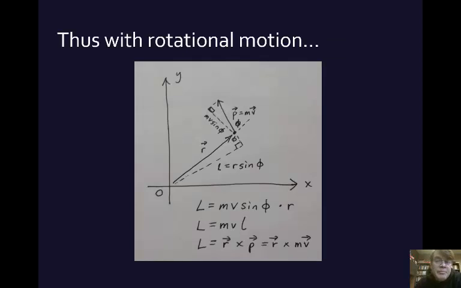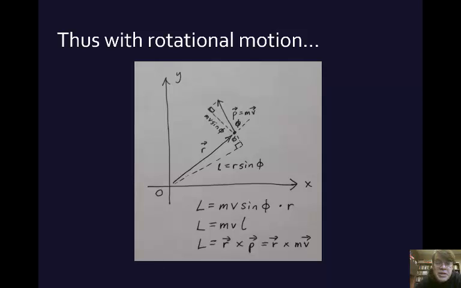Now, maybe I should have broken this down into sections, but basically let's say we have that same point mass moving in a certain direction. But let's say that it's rotating around an origin O. And so there you can see r. r is that distance from the origin to the point mass where it is. And so if we want to figure out the angular momentum, there are a couple of ways to do it.